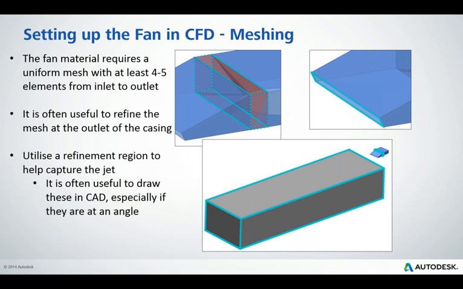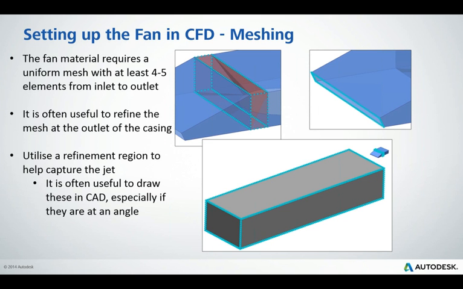What I would generally recommend as well is refine the mesh around the outlet of the fan casing. It's where the most complicated flow patterns occur, and also what I tend to do is either add a meshing region within CFD, or if they're at a strange angle, it's easier generally in CAD to have on the bottom right there a meshing region where we can refine the mesh to help capture that jet more accurately.